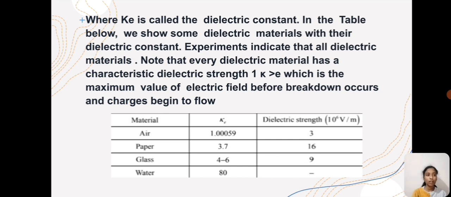Experiments indicate that all dielectric materials have this property. Note that every dielectric material has a characteristic dielectric strength, which is the maximum value of electric field before breakdown occurs and charges begin to flow.